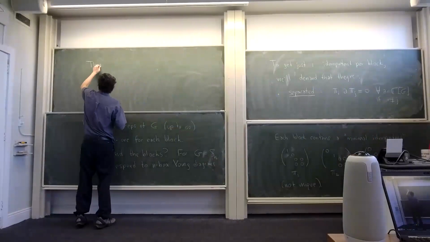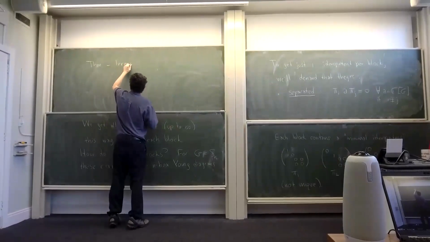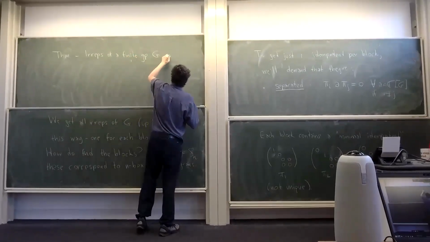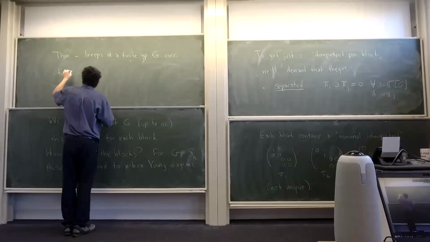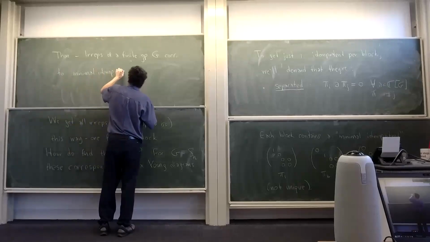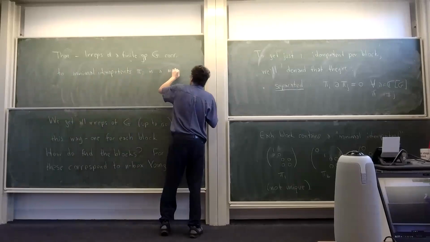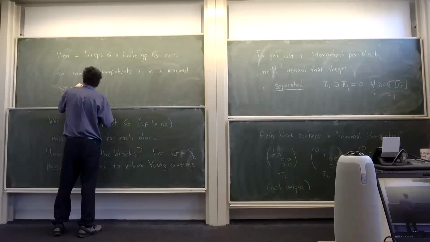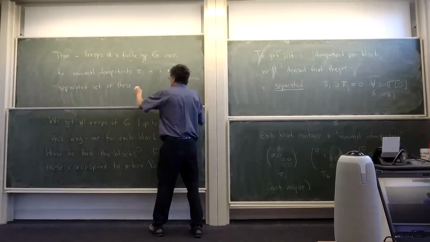the theorem, which I'm not proving, is that irreps of a finite group G correspond to minimal idempotents I in a maximal separated set of these minimal idempotents.